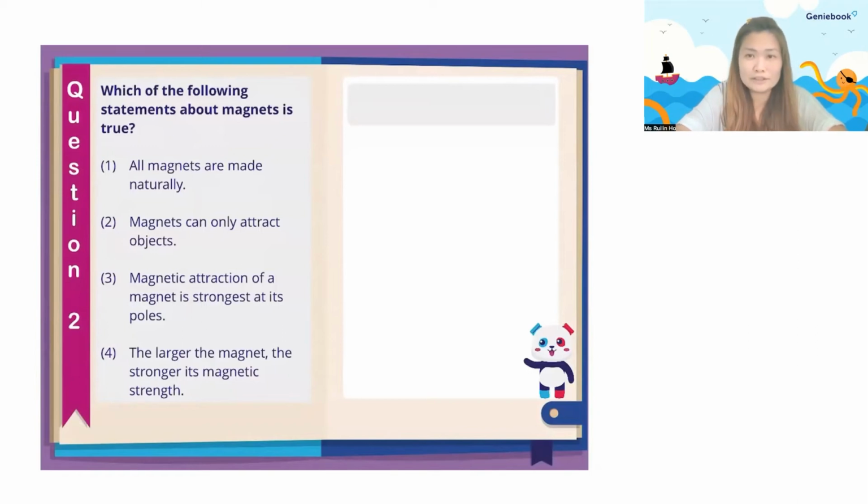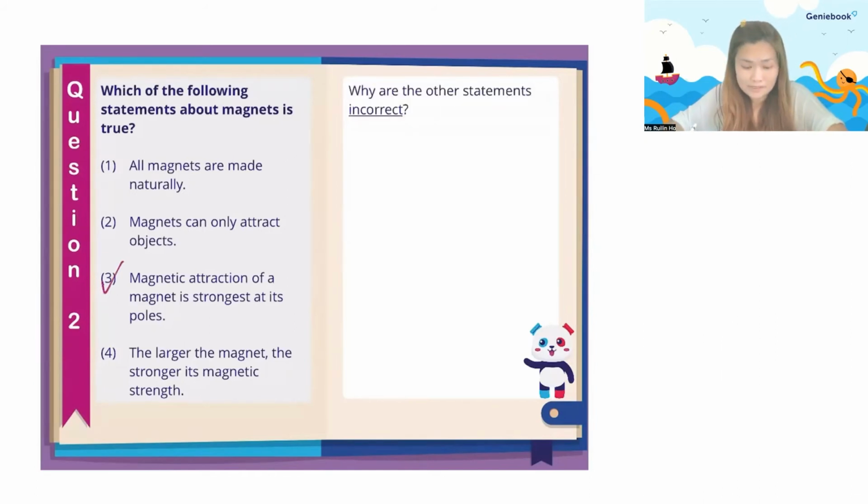Okay, bubble question number 2. You have 1 minute for this bubble. They're asking which of the following statements about magnets is true. Let's go. So the answer for this is actually option number 3. Oh no, the color is not nice. Okay, option number 3. Okay, why? We'll look into individual options. Why are all the other statements wrong?